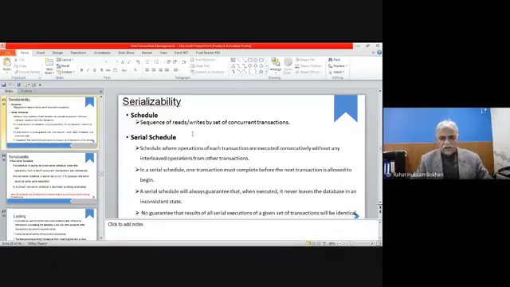However, there is no guarantee that the results of all serial executions of a given set of transactions will be identical. It depends upon whether they are carried out in a sequence, and if the data is updated at some time. There is no guarantee that all serial executions of a given set of transactions will be identical.